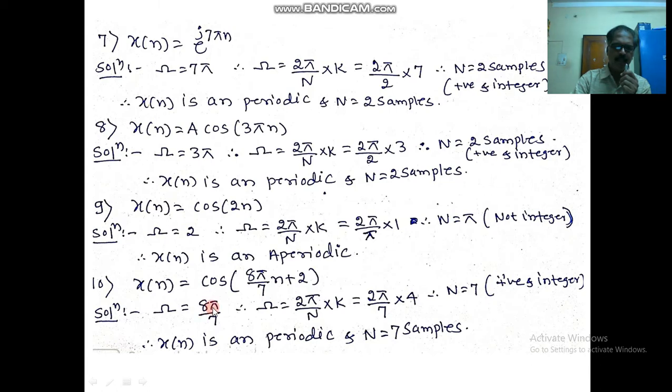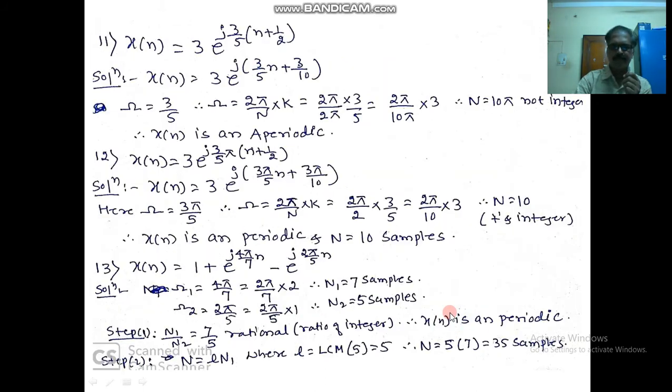2 pi. Here pi is there, but there is no 2. Hence 8 I can write as 2 into 4. 2 into 4 is 8. Hence I write here 2 into 4, and 7 as it is. Now 8 pi by 7 I rewrite as 2 pi divided by 7 into 4. Hence 2 pi by n into k. Here the n value is 7. This is positive and is an integer value. Therefore, the given signal is a periodic signal and its fundamental period is 7 samples.